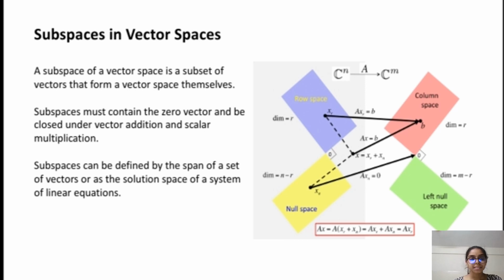Subspaces and vector spaces. A subspace of a vector space is a subset of vectors that form a vector space themselves. Subspaces must contain the zero vector and be closed under vector addition and scalar multiplication. Subspaces can be defined by the span of a set of vectors or as a solution space of a system of linear equations.